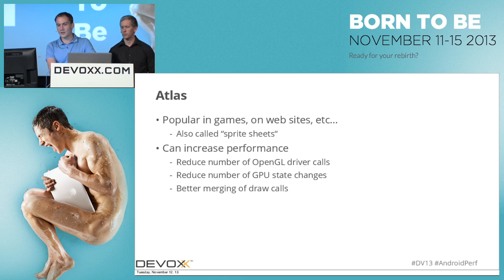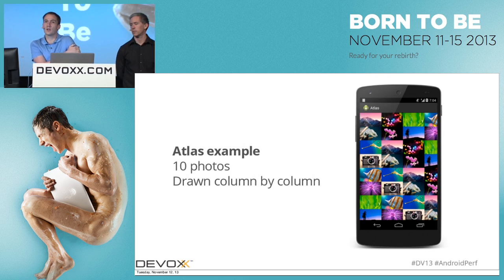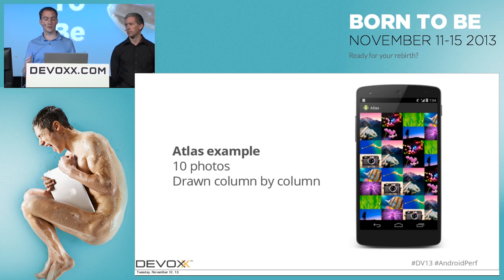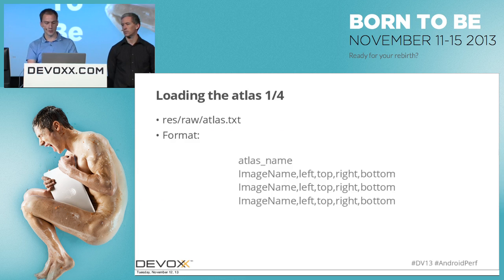So there will be several performance implications. If you use an atlas, it's going to reduce the number of GL draw calls, reduce the number of GPU state changes, and we can do better merging. So the way you can do it, I will show you some code, and I wrote this little app. It's just drawing columns of photos, and it's using a sample set of 10 images, and this is what the atlas looks like. It's a single image that contains the 10 photos, and instead of just copying this image on screen, we're going to take each photo individually and draw them in columns.